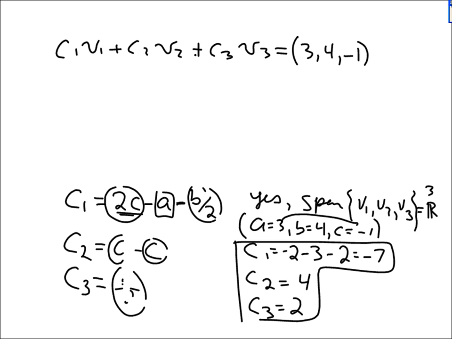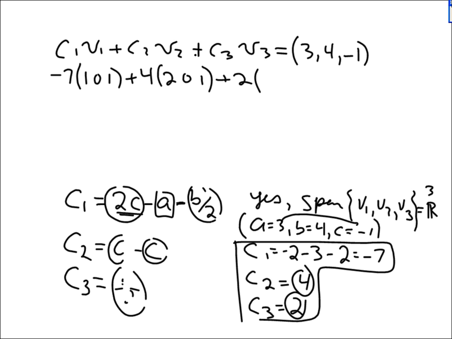And C1 is -7. And V1 was 1, 0, 1. Plus C2 is 4, times V2, which remember was 2, 0, 1. And C3 is 2, so it's plus 2 times V3, which was 1, 2, 1. And the question is, does this give me 3, 4, -1?